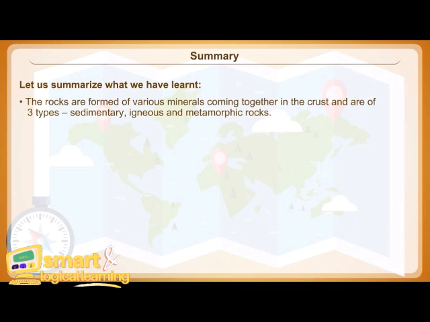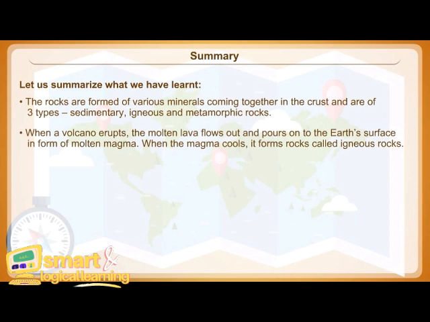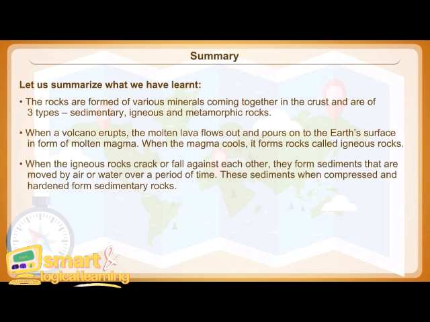metamorphic rocks. When a volcano erupts, the molten lava flows out and pours onto the Earth's surface in form of molten magma. When the magma cools, it forms rocks called igneous rocks. When the igneous rocks crack or fall against each other, they form sediments that are moved by air or water over a period of time. These sediments, when compressed and hardened, form sedimentary rocks.